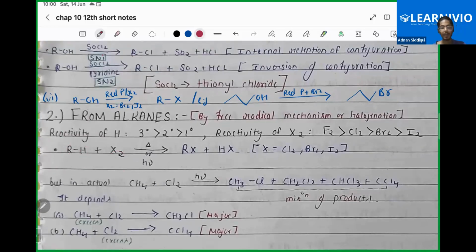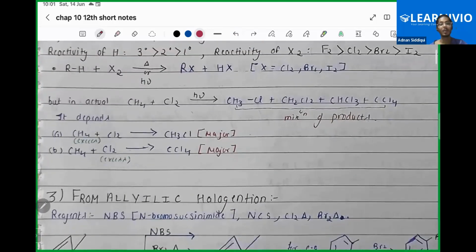You are starting with an alkane and you are reacting it with X2. X could be Cl2, Br2 or I2. You are reacting it with halogen in the presence of heat or sunlight. This is a very important condition. Then you will get your haloalkane, right? This goes by free radical mechanism, right?